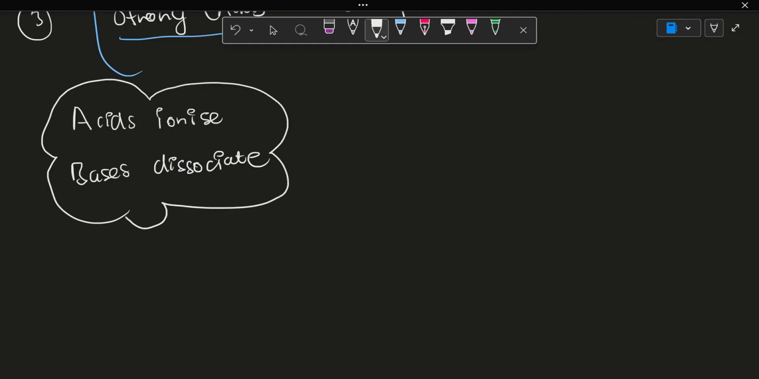I want you guys to know something very, very important. We need to talk about the relative strengths of acids and bases, right? What do I mean when I talk about relative strength? I am talking about the fact that the relative strength of an acid or a base would depend on the ability of that particular substance being able to ionize or dissociate. Remember, keeping in mind that acids ionize and bases dissociate.